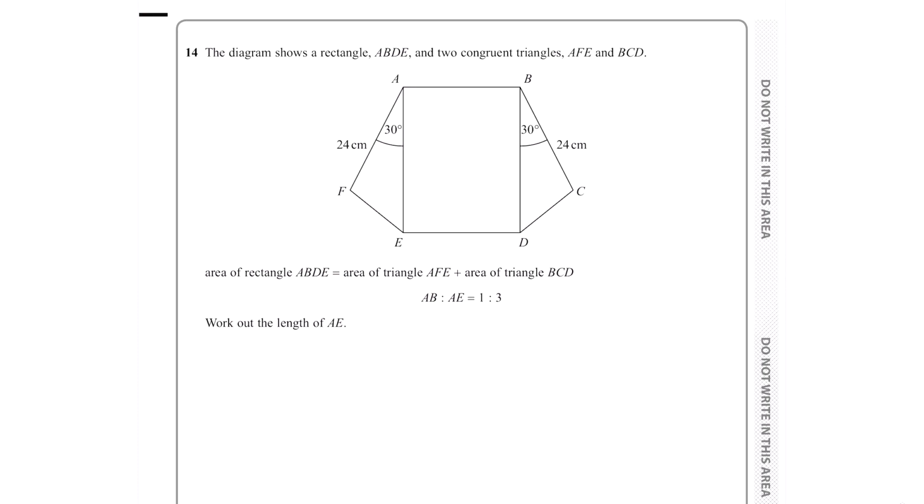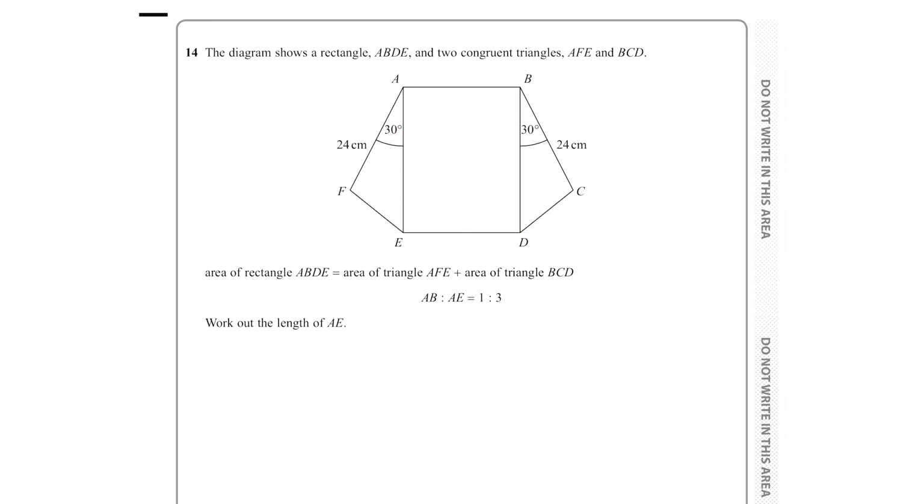So question 14, the diagram shows a rectangle and 2 congruent triangles, AFE and DCE. Congruent just means they're exactly the same. The area of rectangle ABDE is equal to the area of both of the triangles added together. What it's saying is, I was supposed to use a highlighter there, so let me just change that. If you want to find the area of this, it's equal to the area of this and this added together.